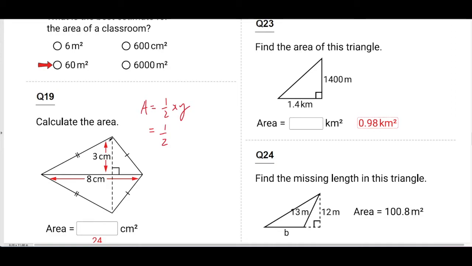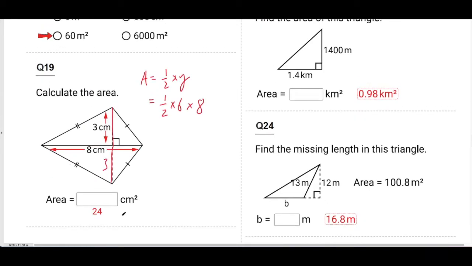Well, this is 3. This is also 3. So this diagonal length is going to be 6, right? And how about this diagonal length? This diagonal length is already given to you, 8. So just plug it in and you get 24. So I'm confused why many of you got this question wrong.